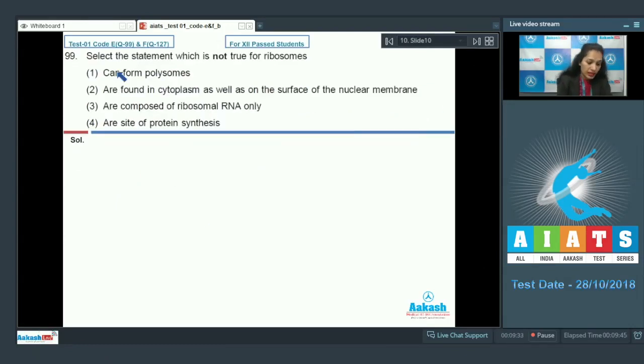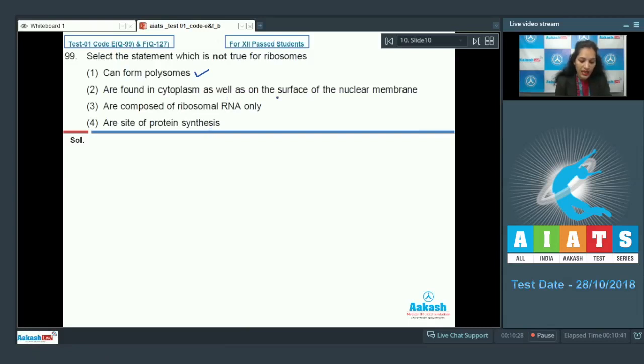Question number 99. Select the statement which is not true for ribosomes. You need to choose out the statement which is not correct or the incorrect for the ribosomes. First, can form polysomes. Second, are found in cytoplasm as well as on the surface of the nuclear membrane. Third, are composed of ribosomal RNA only. Fourth, are site of protein synthesis. Ribosomes can form polysomes. It is a very true statement. What is a polysome? You must have studied in your classes that polysomes means when a single mRNA has many ribosomes, the structure is called polysomes.